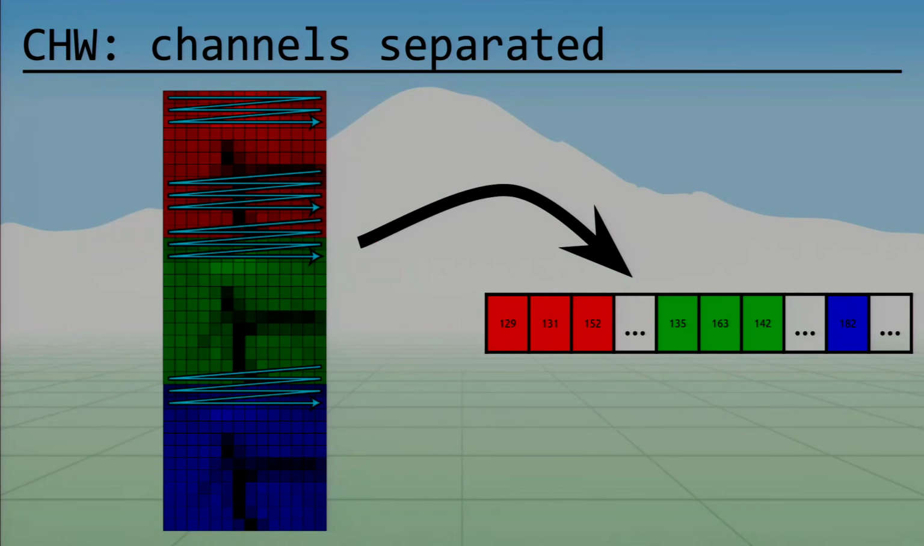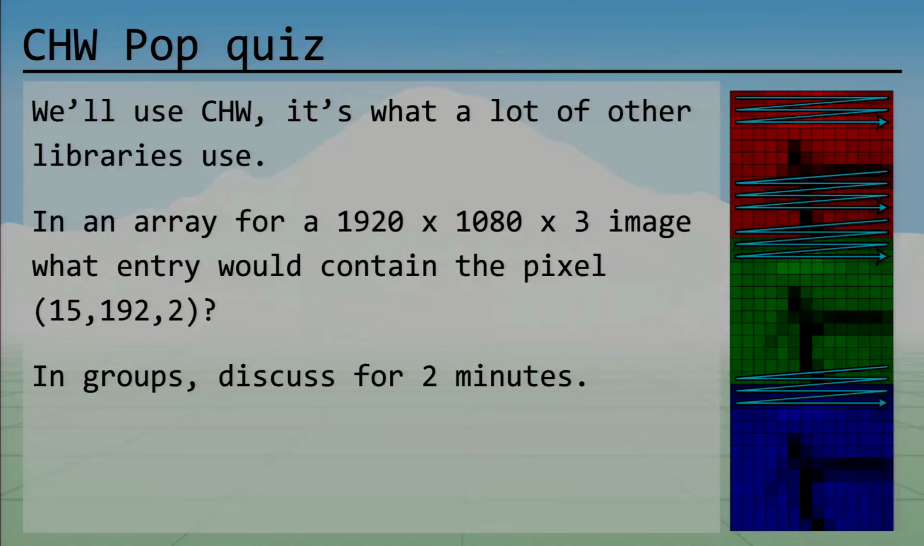CHW, which is the one that we'll probably be using most, you can think about as taking these different channels and stacking them on top of each other. Then we just do normal row major ordering on them. So you have the first row of the red image, then the second row of the red image, all the way down until you're done with the red image. Then you start on the green image and record all of that in your array, and then the blue image and record all of that in your array. So we will be using CHW the most. It's what a lot of libraries use.